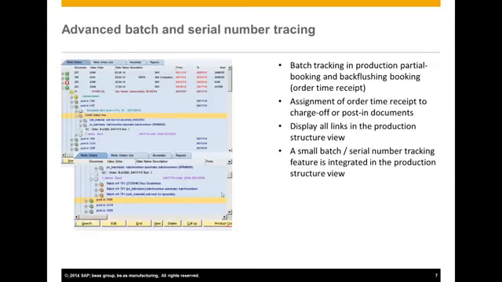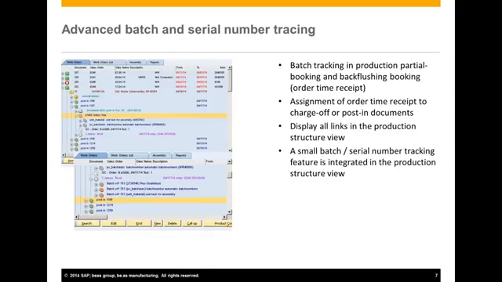Now I'd like us to look at the advanced batch and serial number tracing. Now, even for partial postings, batch or serial number tracing is possible. If posting in and charge off was made with an operation, for example by means of backflushing with last operation, in this case postings are linked to the time received and the program is able to determine the tracing information.